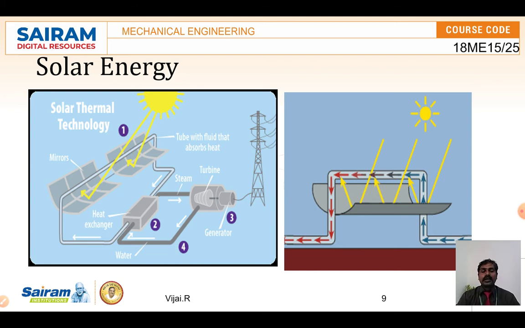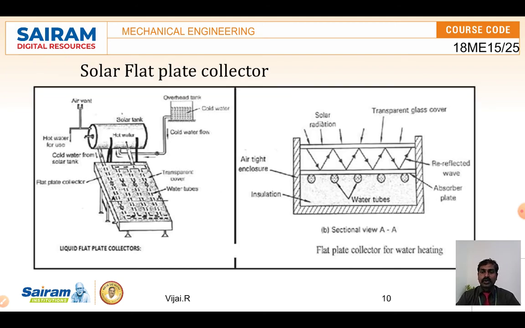This is one kind. But as per the syllabus, what we are going to see is the solar flat plate collector. See here how a water heater works. In this sectional view you can see an airtight enclosure with insulation inside. There is a plate, and solar radiation comes on top of the plate. Under the absorber plate there are water tubes. The absorber will absorb the solar energy.